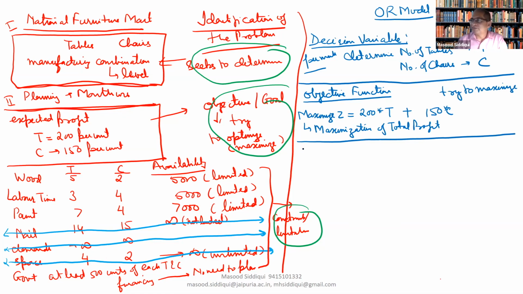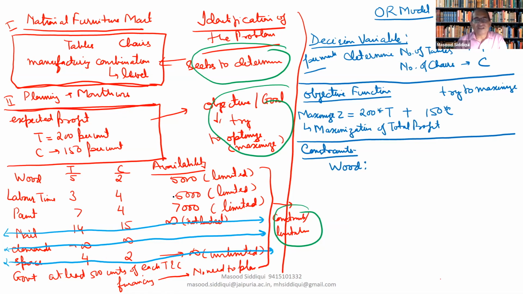Now we have some constraints. They are the physical limitations that are imposed on the system. The first limited amount that is to be considered is the wood. As we know, both tables and chairs are absorbing wood. They are utilizing wood. Right? Tables utilize 5 units of wood, and chairs utilize 2 units of wood.